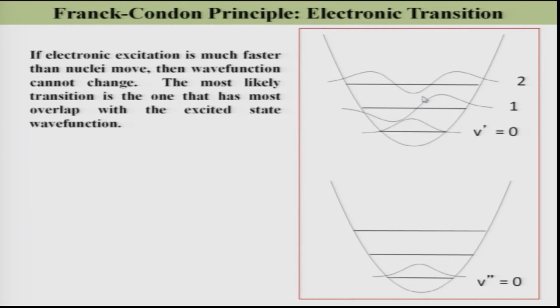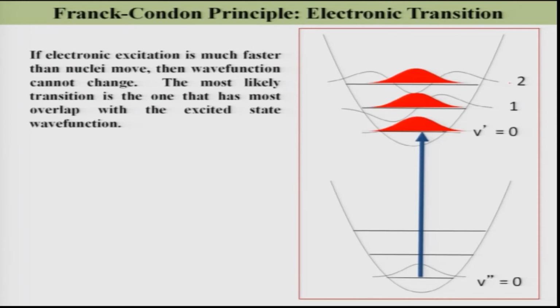To make you understand, I have drawn these two harmonic potentials again. This is the ground state and this is the excited state. As you know, the harmonic potential wave function for the V equal to 0 level looks like this, and as the system is present only in the V equal to 0 level, I have drawn only one wave function here. But in the excited state the system can go anywhere. It can go from V double prime equal to 0 to V prime equal to 0 or 1 or 2 and so on and so forth.